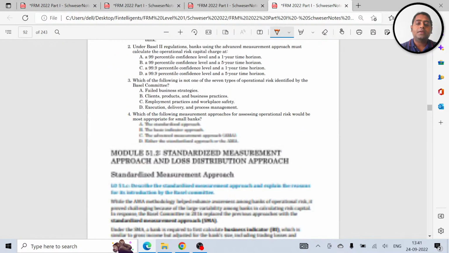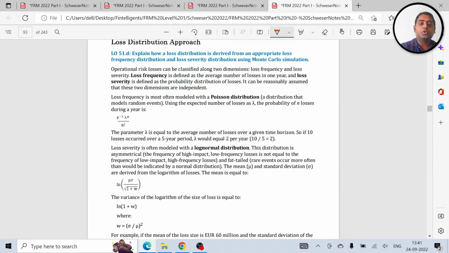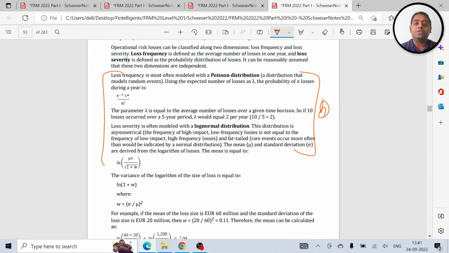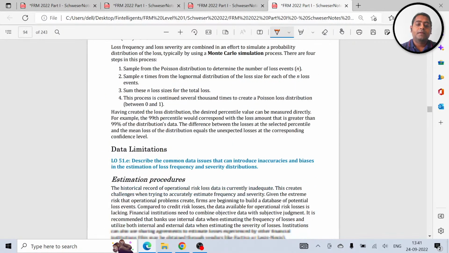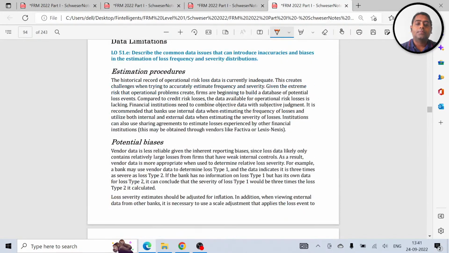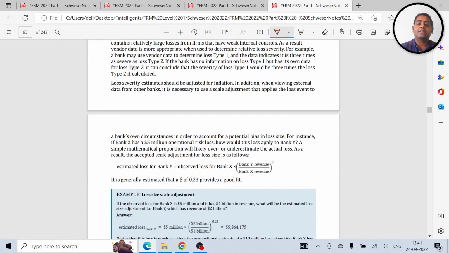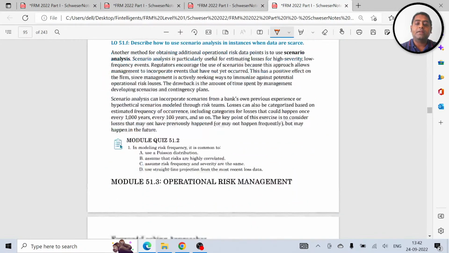Moving ahead, standardized measurement approach, not so important. Loss distribution, you should know which model is used for frequency, which model is used for log normal. You should know about it. Data limitation, potential bias. Yes, this sum, this formula is double star. It is used in the exam. Straightforward questions are directly given. So don't skip that, okay? Don't skip that. Applying scenario analysis is okay.